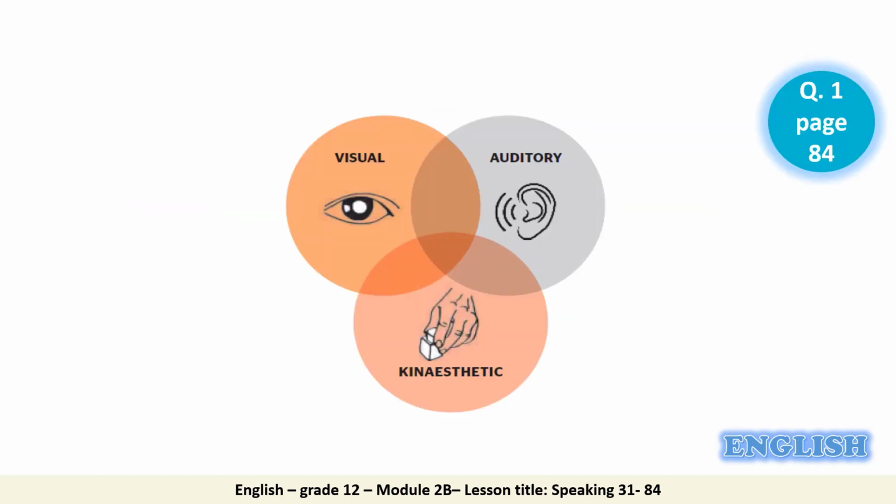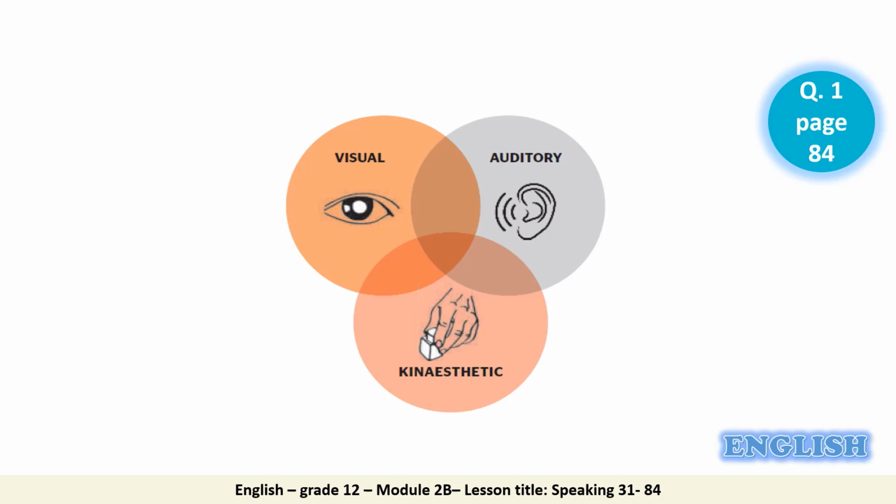It's time to refer to our student book, page 84, and more specifically to question 1. What do you see in the picture? Yes, it is a Venn diagram with 3 overlapping circles. 1 for visual, 1 for auditory, and 1 for kinesthetic learning styles.